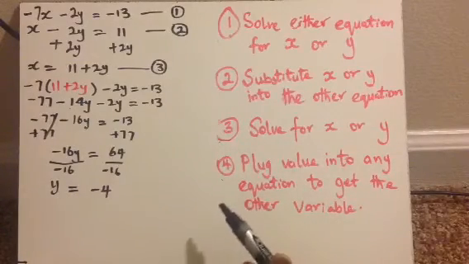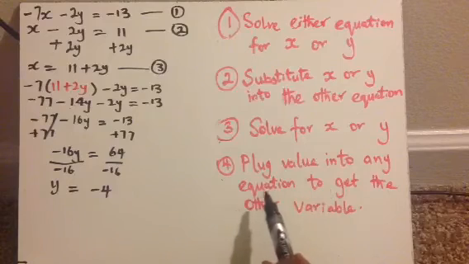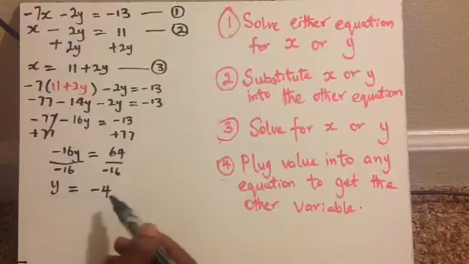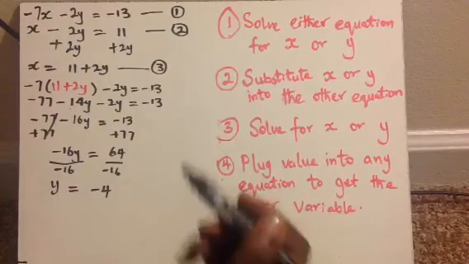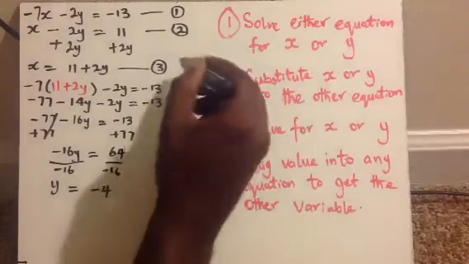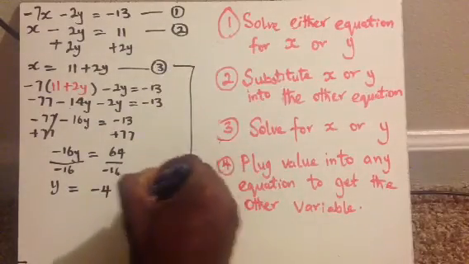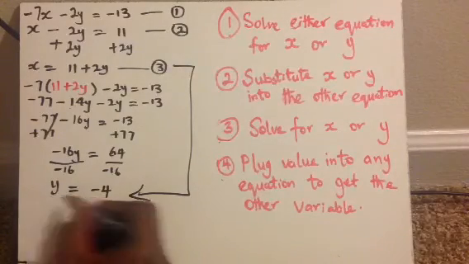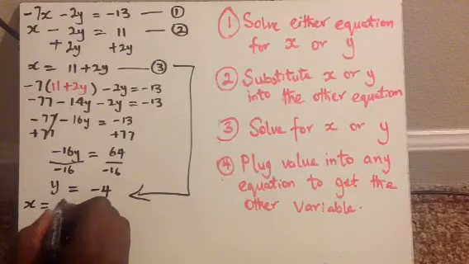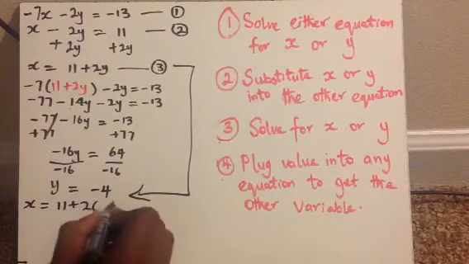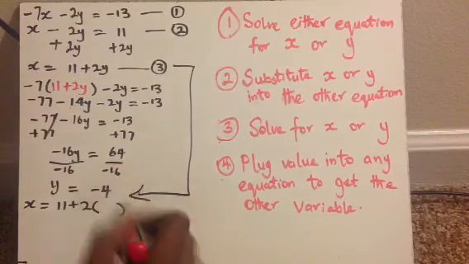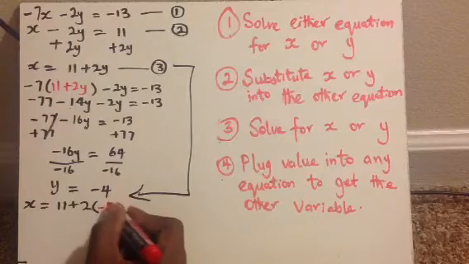Now the fourth and final step says plug the value into any equation to get the other variable. So we have the value of y as minus 4. So you could plug it into either equation 1, 2, or 3. It's easier to plug it into equation 3. So we'll plug in this value for y into equation 3. So we have x equals 11 plus 2, and we'll put our parentheses. Now in the parentheses we'll put in the value for y, which is minus 4.